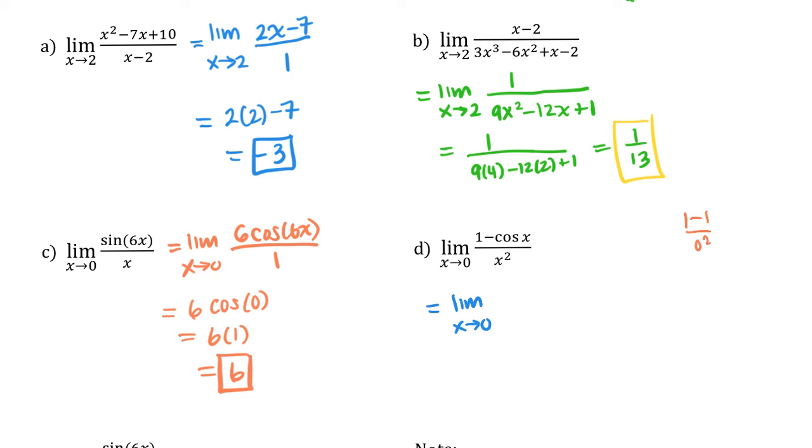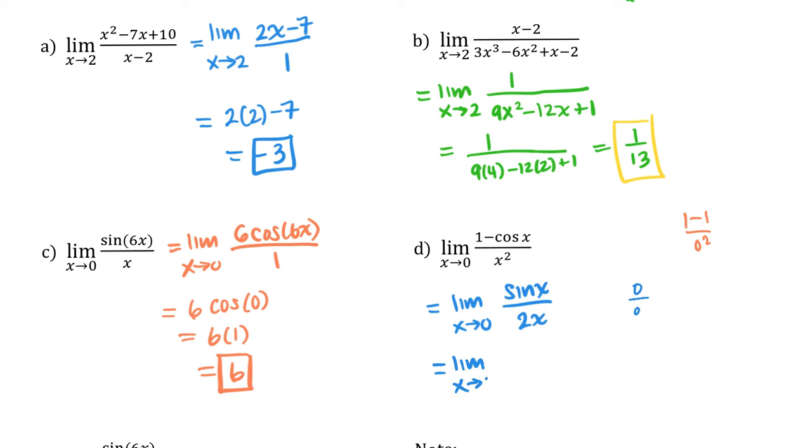Okay, the derivative of 1 minus cosine is, the derivative of 1 is 0. Derivative of negative cosine is positive sine x. The derivative of x squared is 2x. Okay, now let's plug in 0. If I plug in 0, sine of 0 is 0. 2 times 0, oh, I still have 0 over 0. Okay, well, let's apply L'Hopital's again.